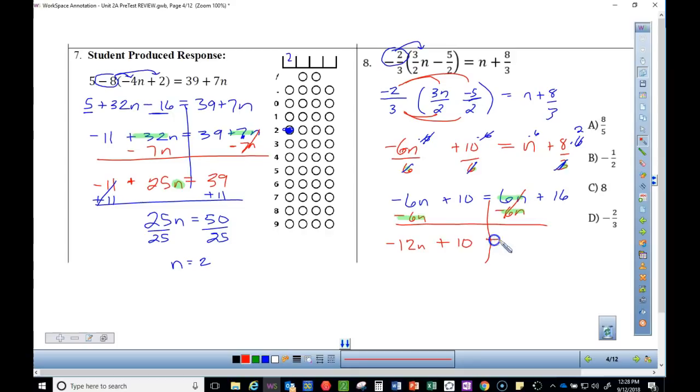Plus 10 equals 16. So now my variable is just on one side, so I know I have to get rid of this part. To get rid of plus 10, I'll minus 10. And then negative 12n equals 16 minus 10, which is 6. Then I'll divide by negative 12.